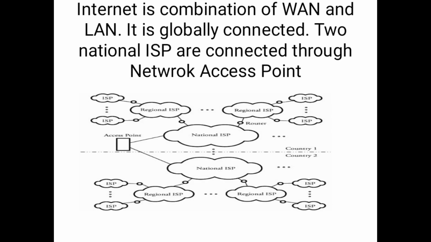Next one, and this is an internet. Internet is a combination of WAN and the LAN. It is a globally connected network. So each network is connected to the internet through an access point, and these access points are connected to the regional internet service providers, that is regional ISP. And all these regional ISPs are connected to the national ISP, and thus forming an internet connection with the combination of both WAN and the LAN.